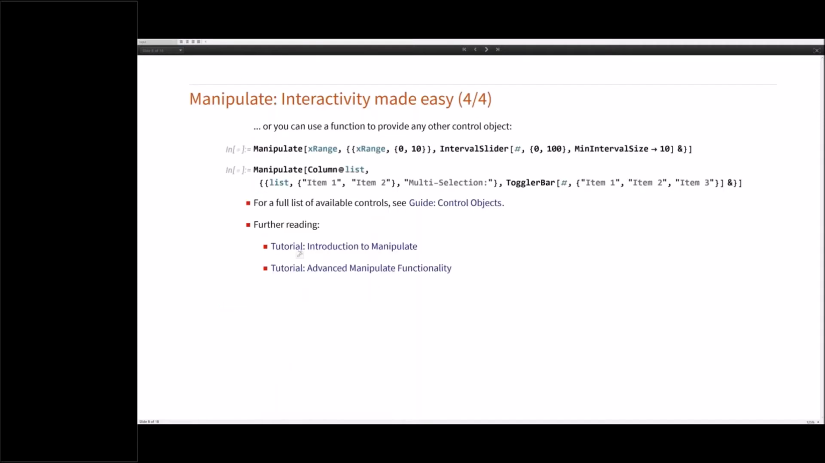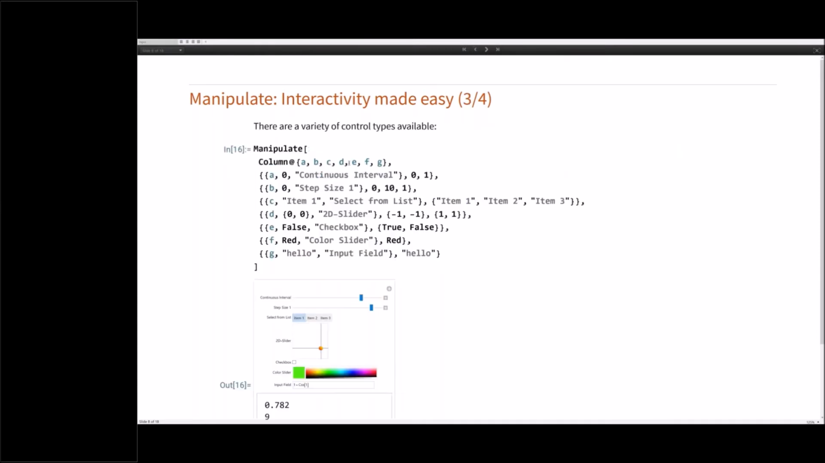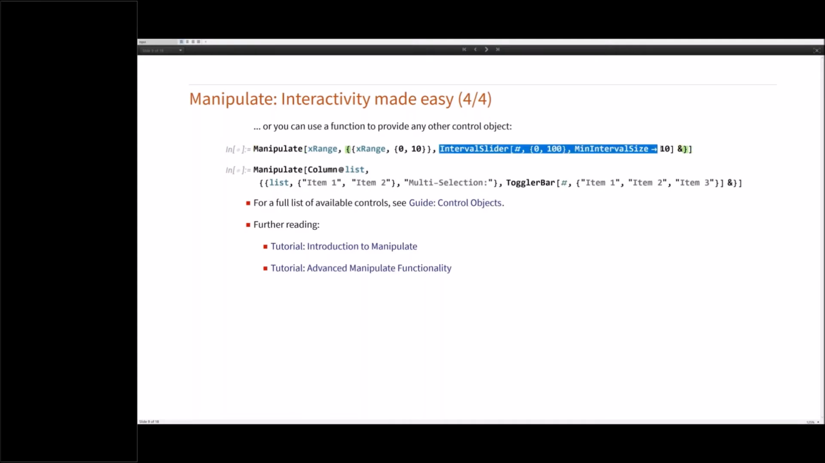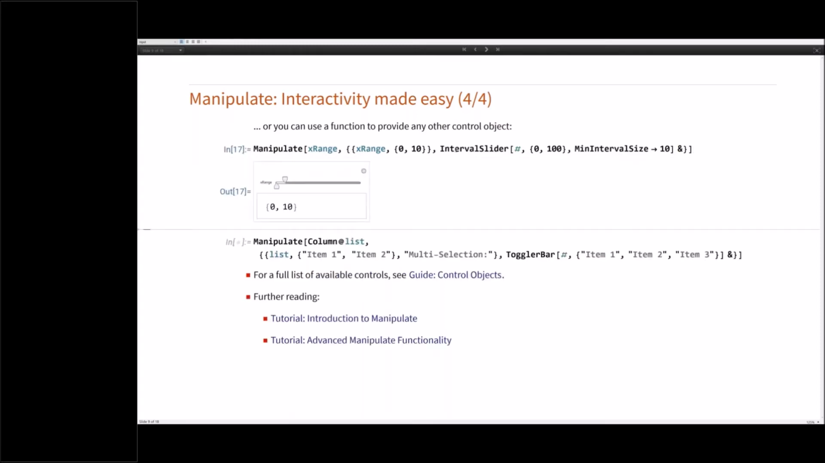The next thing is you can even use your own controller function here. So in addition to those default control types, you can here place arbitrary functions which specify the control you want to use. In this case, I have an interval slider. The interval slider will get this first argument, the variable which is to be manipulated.